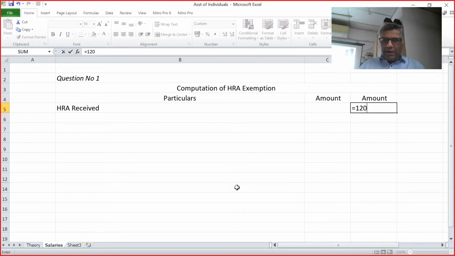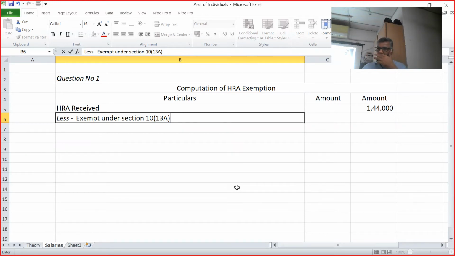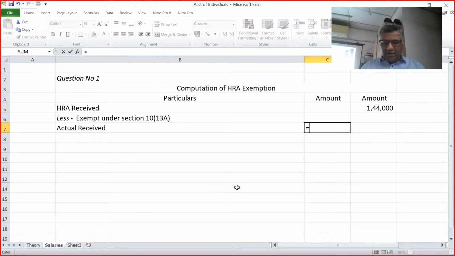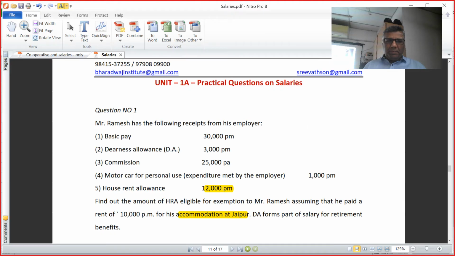HRA received 12,000 into 12, less exempt under section 10(13A): actual received, rent paid minus 10% of salary. Salary is basic pay plus DA forming part. Commission is not paid as a percentage of turnover. So basic pay plus DA forming part.